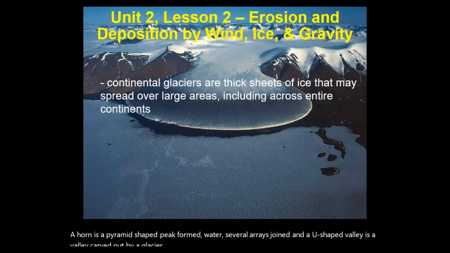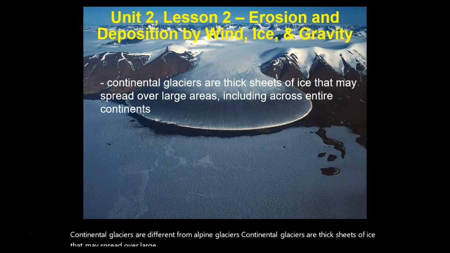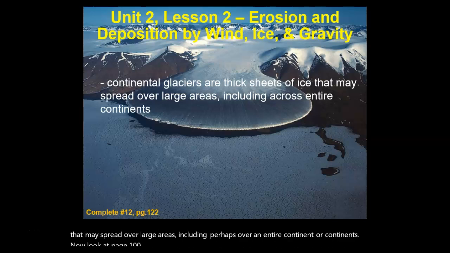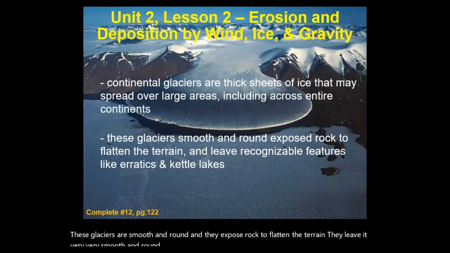Continental glaciers are different from alpine glaciers. Continental glaciers are thick sheets of ice that may spread over large areas, including perhaps over an entire continent or continents. Now look at page 122. Do number 12. These glaciers are smooth and round, and they expose rock to flatten the terrain. They leave it very, very smooth and round. They leave recognizable features like erratics and kettle lakes.